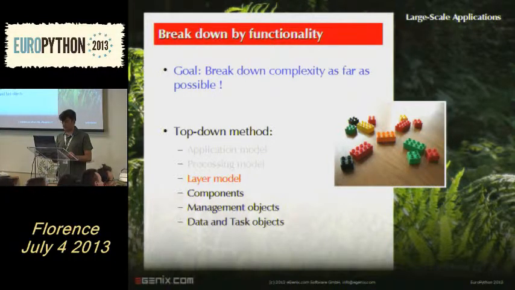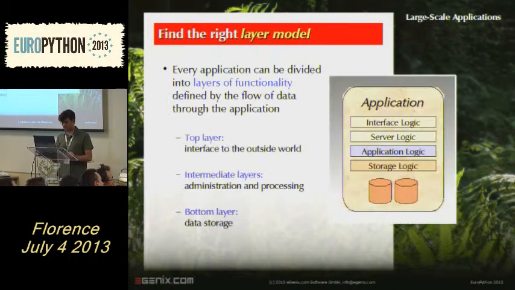Okay, so now we're going to break down by functionality. We already know the application model, we know the processing model, and now we need to look at the application and see how the data should flow through that application. What you typically have is layers in your application. The data comes in at the top, you have an interface logic, a server logic, application logic, storage logic. That's the typical setup that you have in an application.